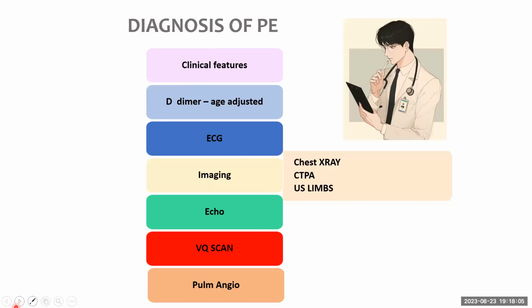Now, how do you diagnose pulmonary embolism? So, pulmonary embolism is diagnosed and suspected on the basis of clinical features, an age-adjusted D-dimer, which I shall talk about, electrocardiographic changes, and imaging: chest X-ray, CTPA, ultrasound of the limbs, echo, VQ scan, and pulmonary angiography.